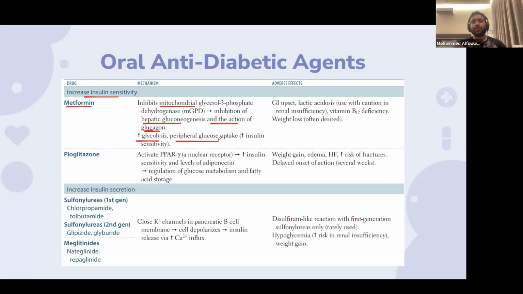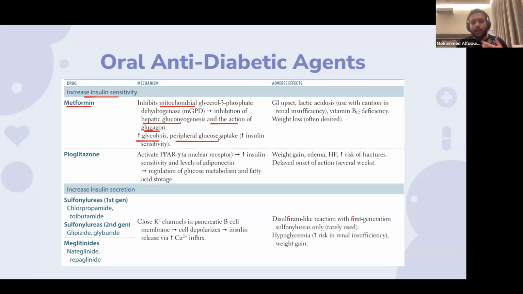Now, because it increases insulin sensitivity, but not insulin secretion, will this cause hypoglycemia typically? Yes or no? It's not increasing the amount of insulin, however, it's increasing its sensitivity. No. So that's not a side effect of metformin, and this is a very important thing to remember about metformin. It does not cause hypoglycemia. The most common side effect is GI upset.